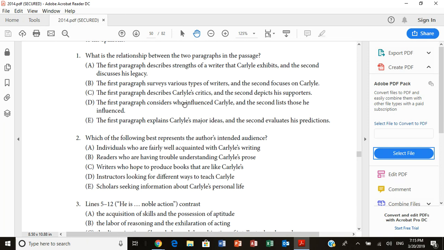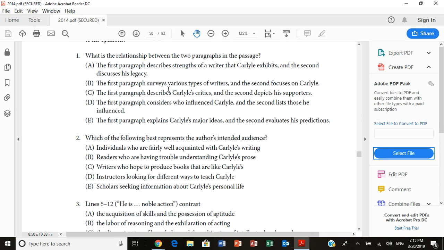The first paragraph considers who influenced Carlyle. Nobody. We don't hear about any of the influences on Carlyle. And the second lists those he influenced. While it is mentioned that he influences people, we don't get a list of who he influenced. Wrong answer. The first paragraph describes Carlyle's critics. No, we don't even have a critic mentioned. And the second depicts his supporters. No. This answer is one that doesn't reflect even a basic understanding of this text.